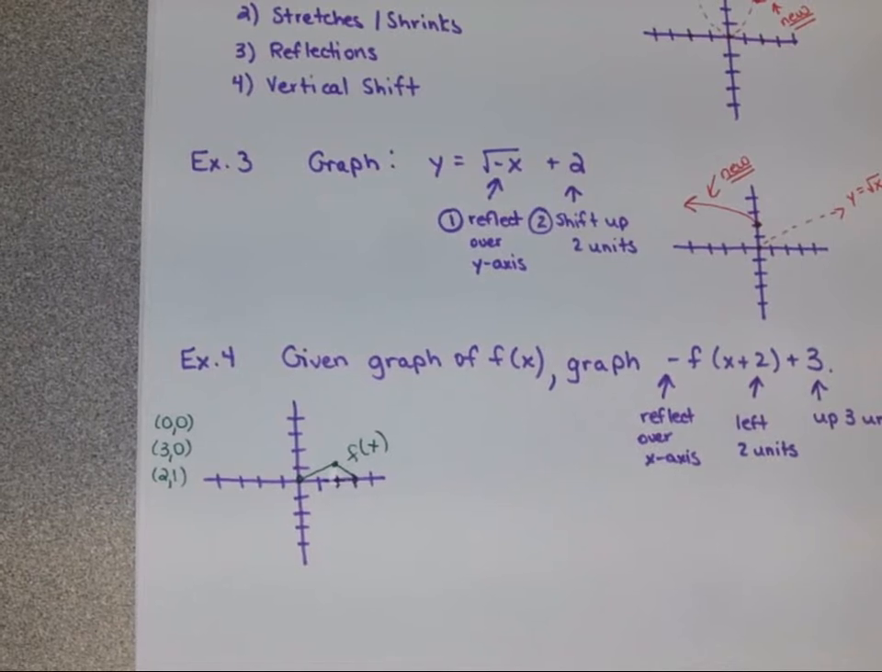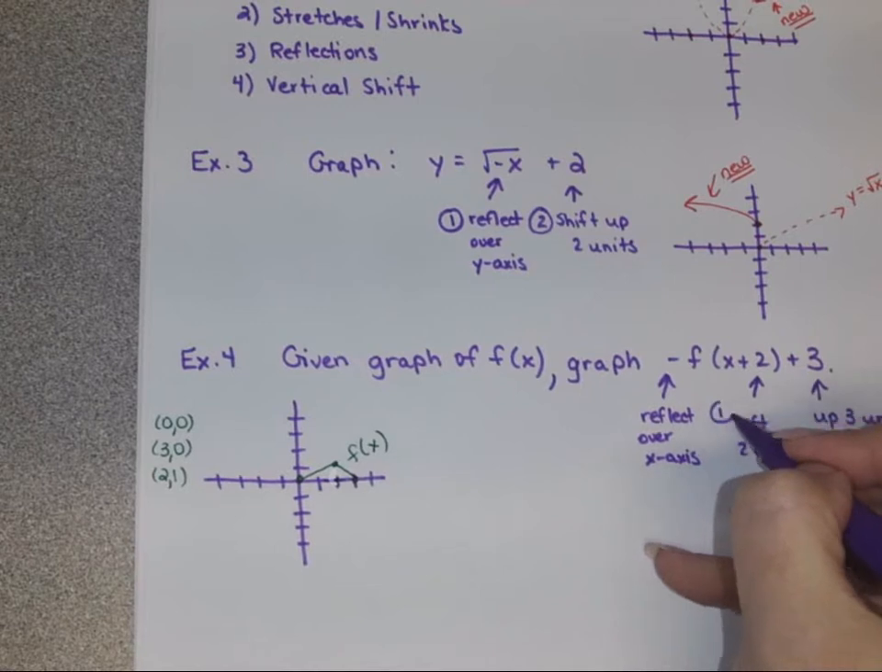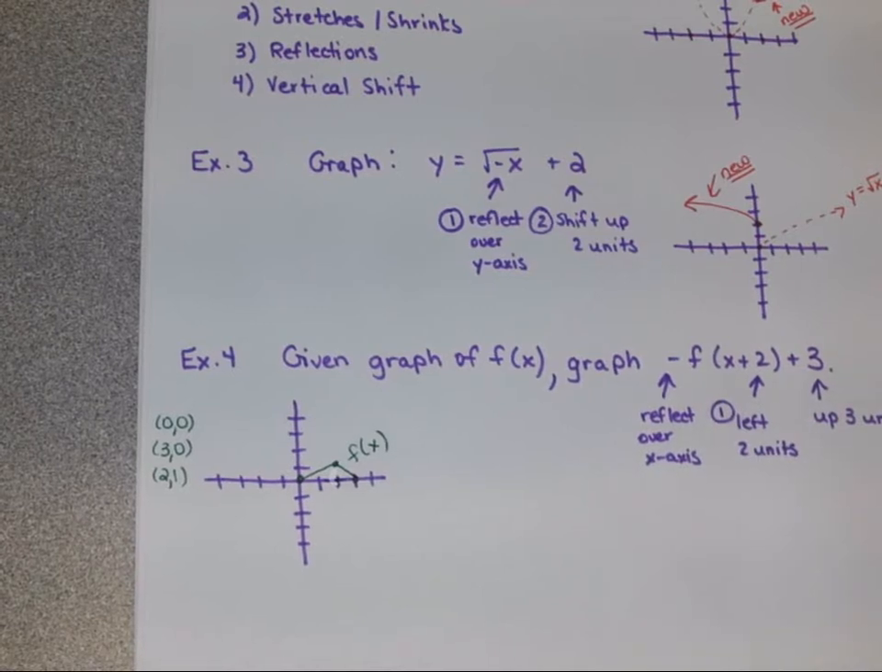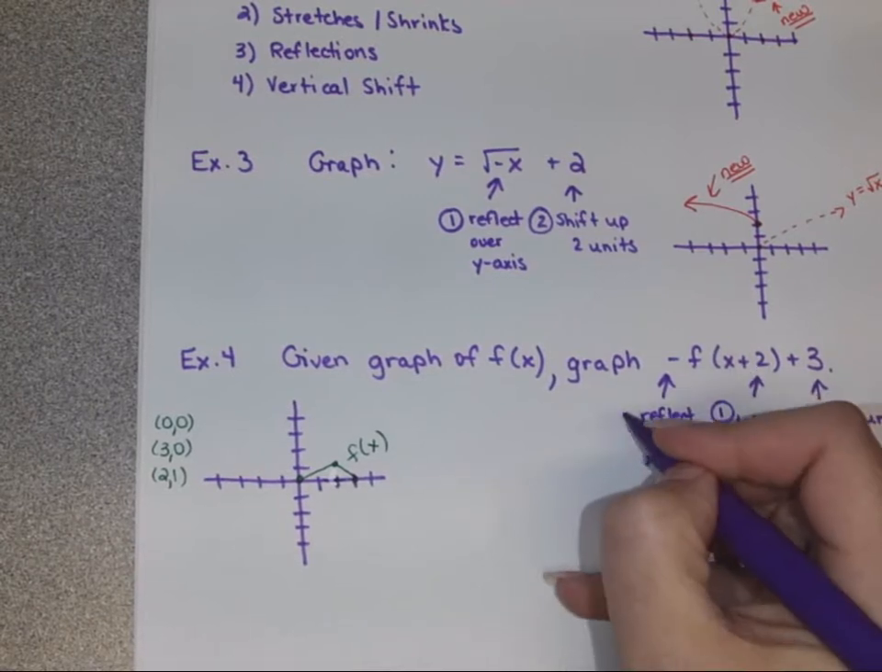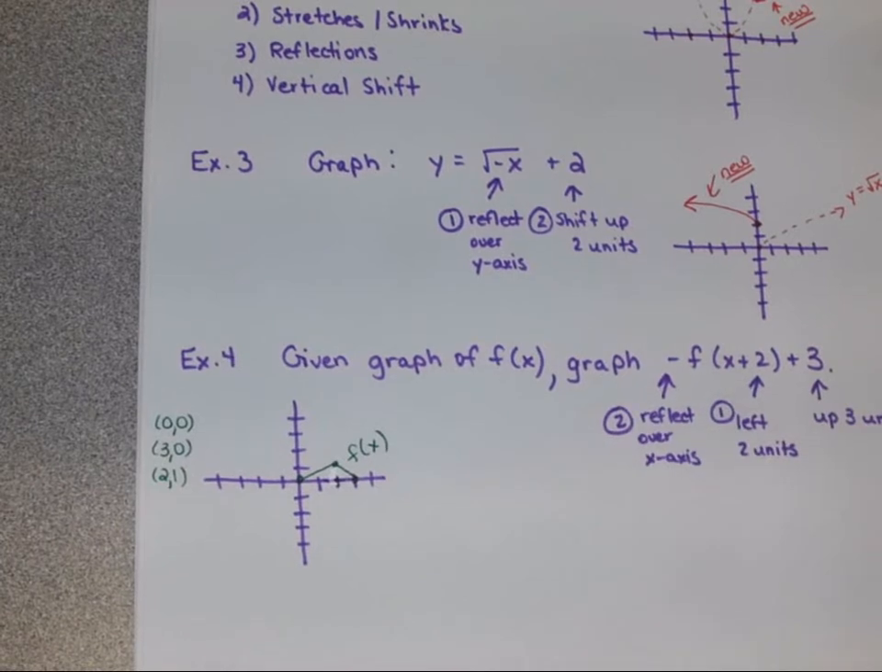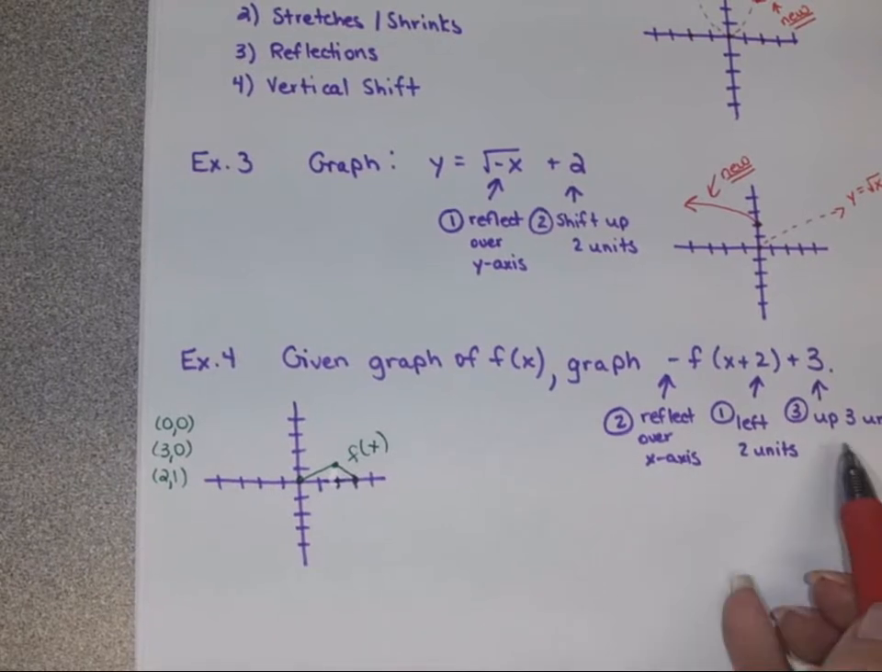So we know we need to make those 3 changes, right? So now let's just figure out which order we go in. So again, just work from the inside out. What's the most inside thing? The left 2 units is the most inside thing. And then what's the next most inside thing? The reflect. And then what's off by itself? The up 3. Okay, so I'm going to use a different color, and I'm just going to go 1 point at a time. And we're going to do 1, 2, 3 changes.